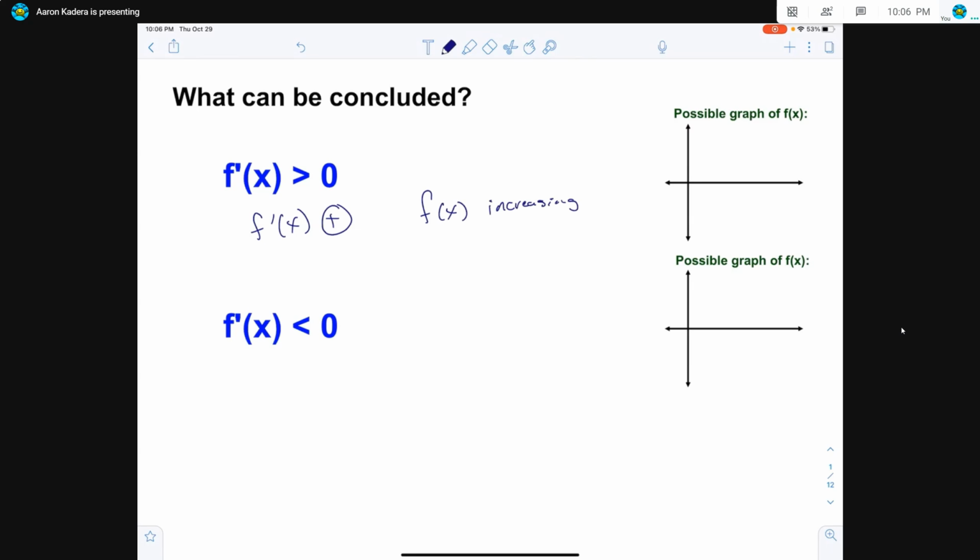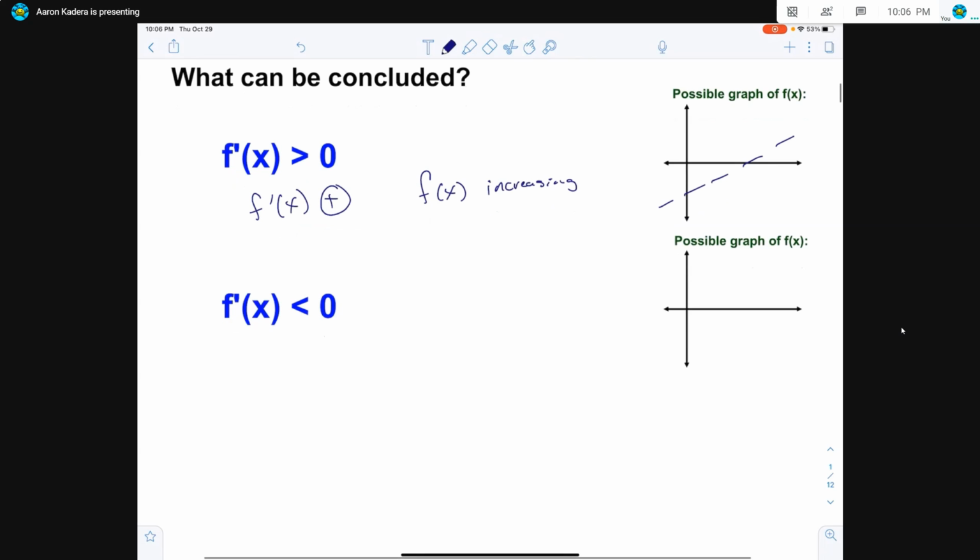And if that were true across the entire graph, I don't know how it is increasing, what the curvature is or how steeply it is, but just off of that, I can conclude that f of x would be increasing based off of that one piece of information.